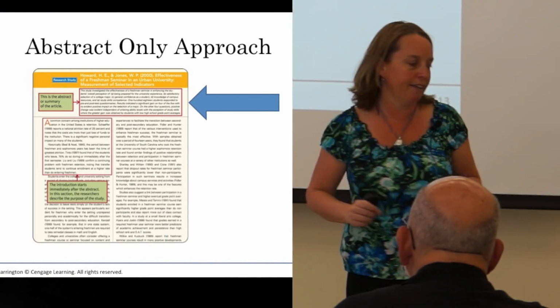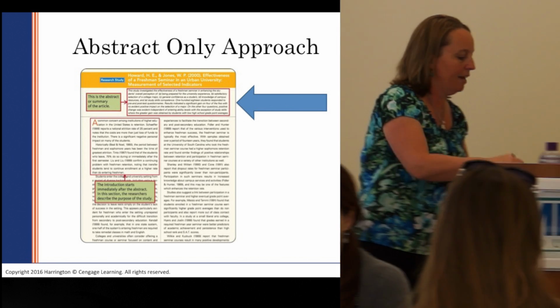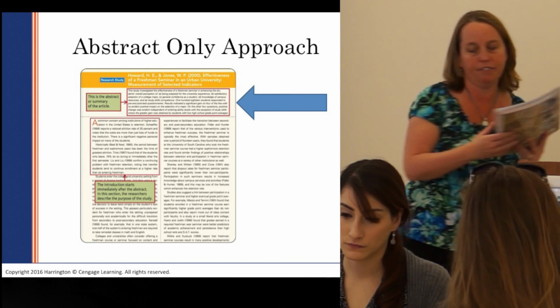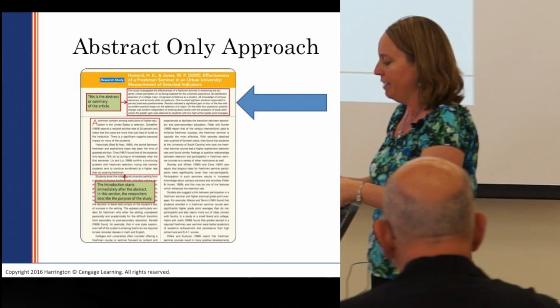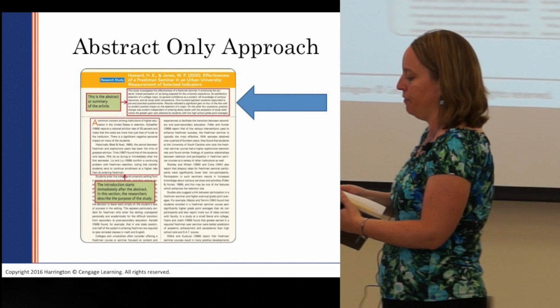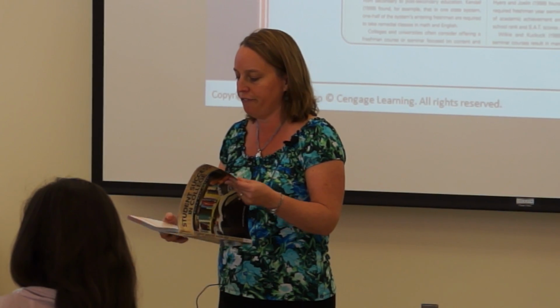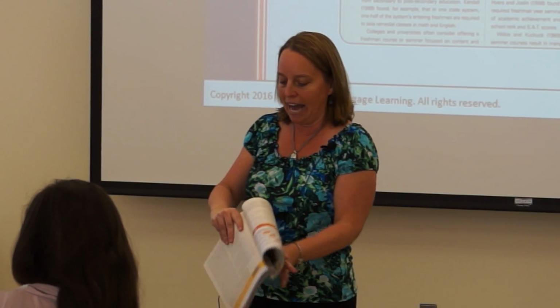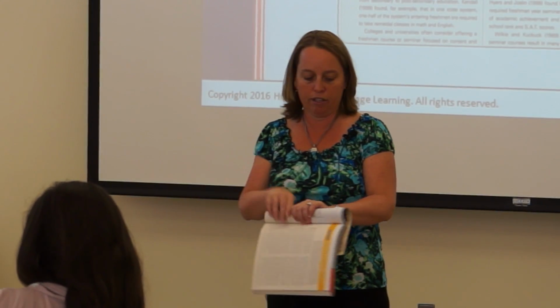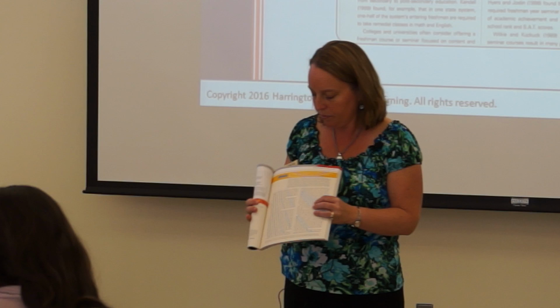So let's try this. We're going to do an activity, and this is the abstract only activity. If you can, turn to the first article in chapter 1, which starts on page 35. This is the Howard article. This is the first article that students are exposed to.